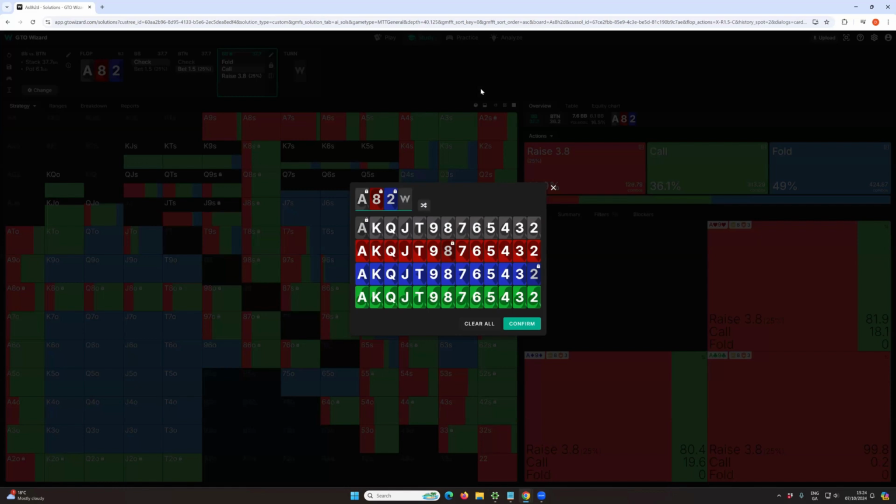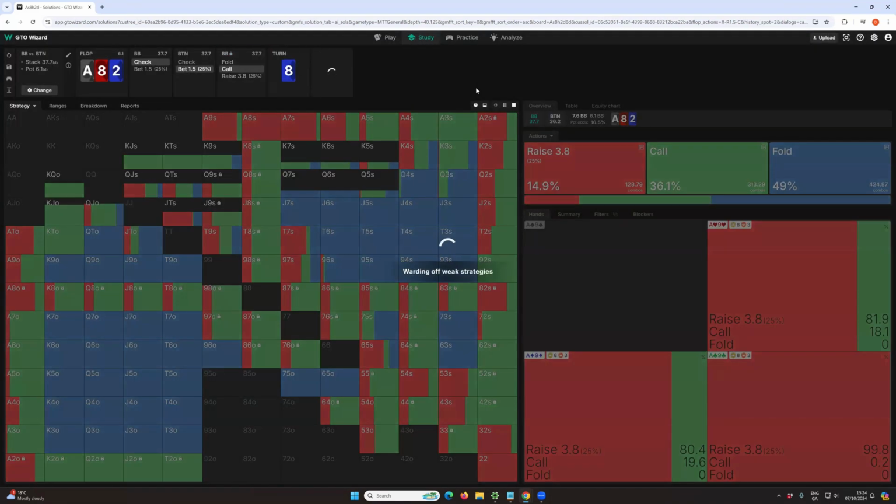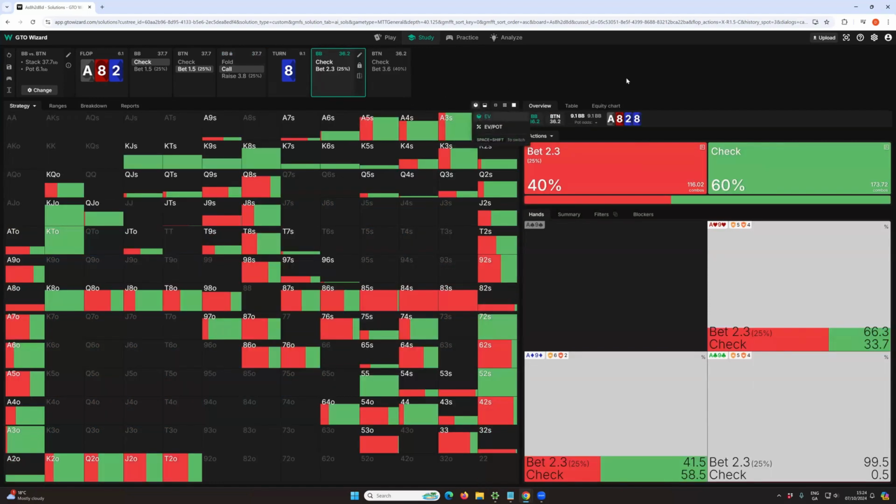Now let's pick a turn card. Pick a turn card you wouldn't like to see against him. I guess I wouldn't like to see the 2 or the 8 pair. Yeah, they're not going to be good against anybody, because they're going to obviously make a lot of trips for him.